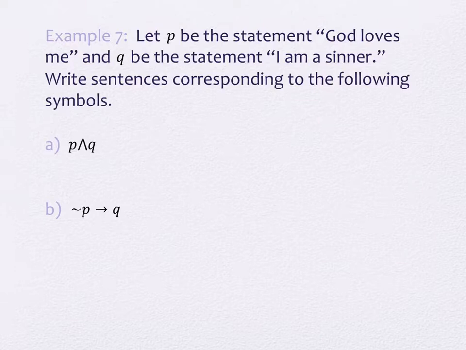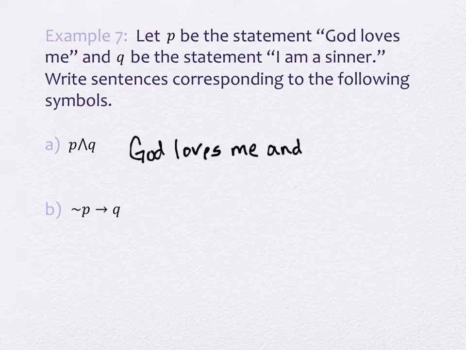Okay, what'd you guys write down for the first one? I see most of you stopped writing, so. Good. God loves me. That's P. The symbol that's used there is "and." Oops. I am a sinner. Not only is it a correct interpretation, but it's a true statement. That's a true statement. We believe that.